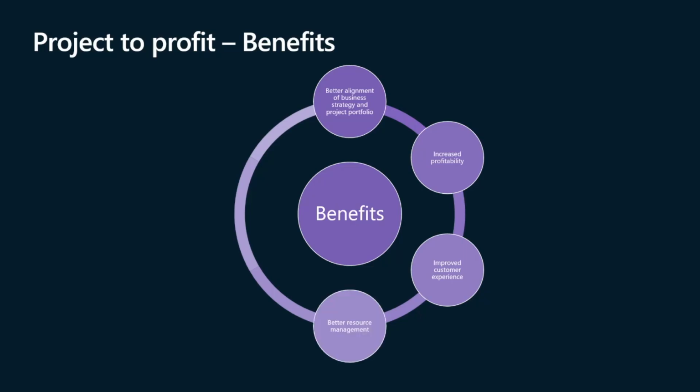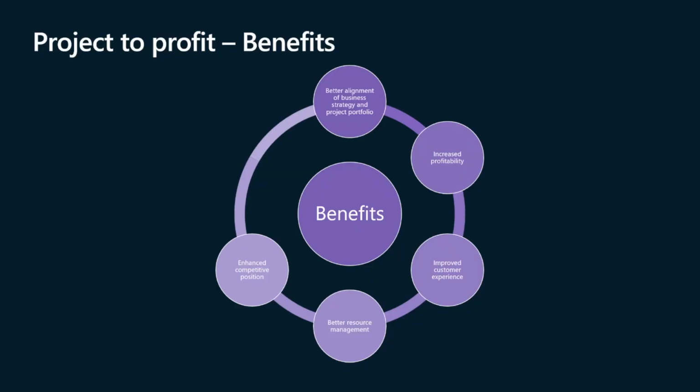Better resource management. The Project to Profit process empowers organizations to efficiently manage resources, staff, and material. This boosts productivity, reduce waste, and optimize resource allocation. Dynamics 365 Project Operations aids in estimating resources demand, finding optimal solutions, and managing resource schedule across projects. Enhance competitive position.